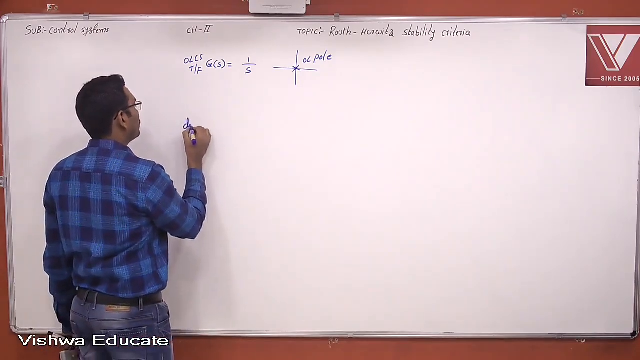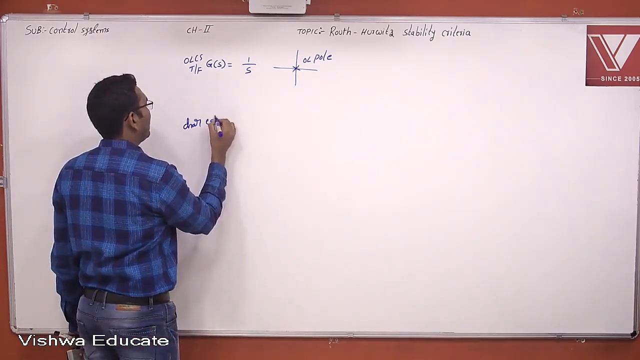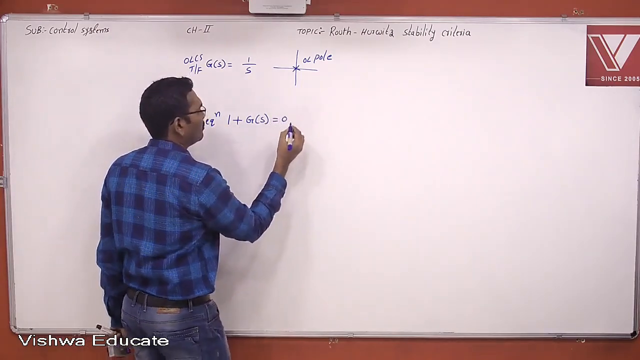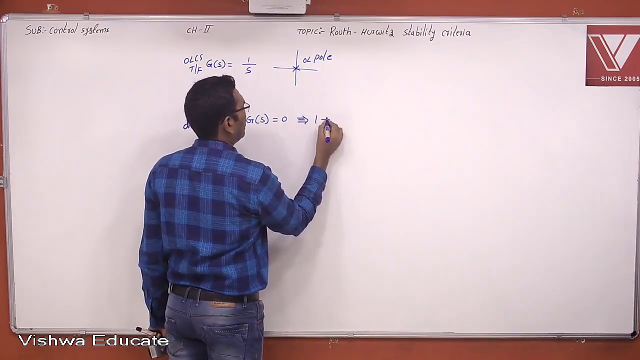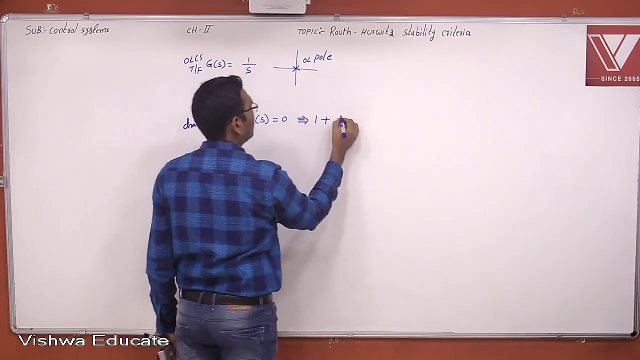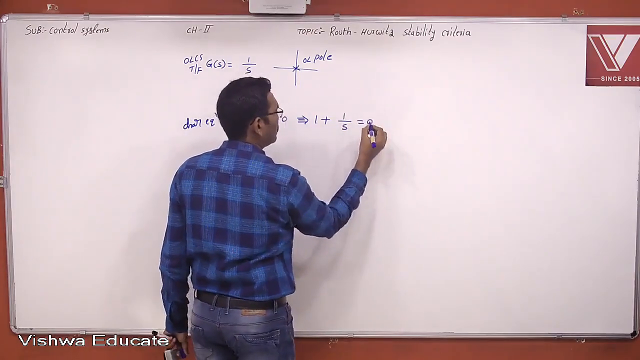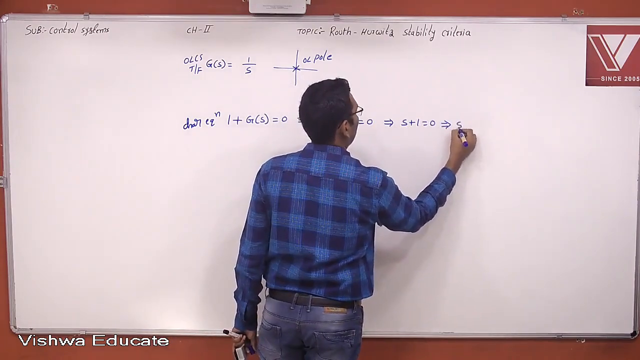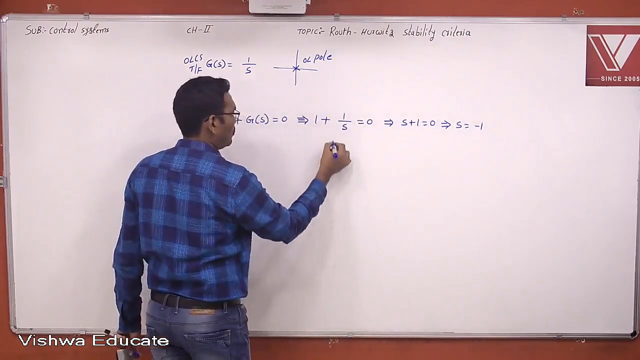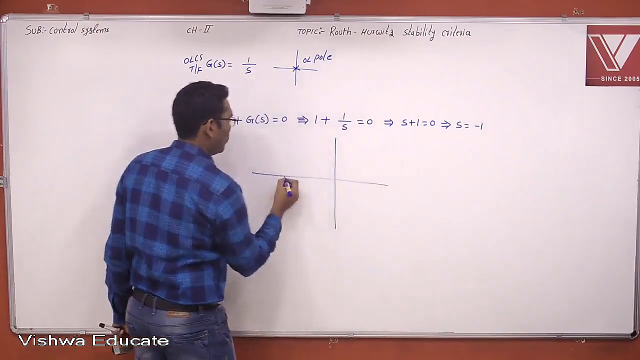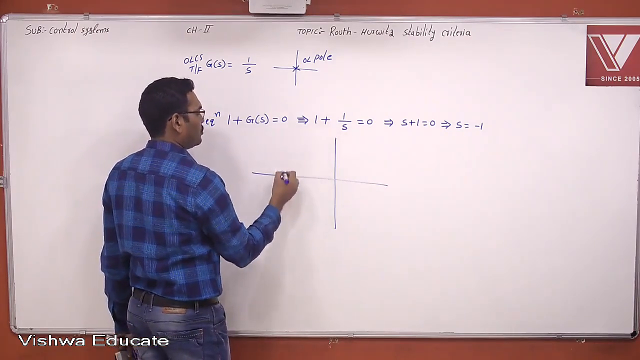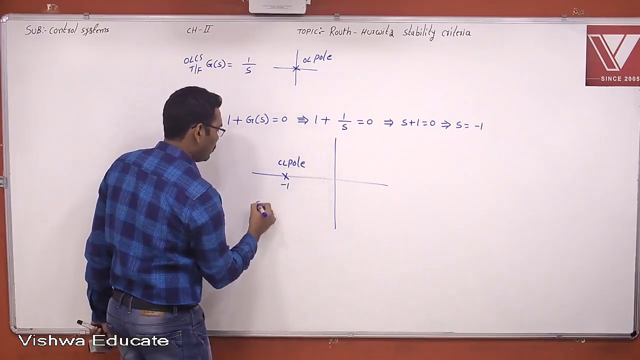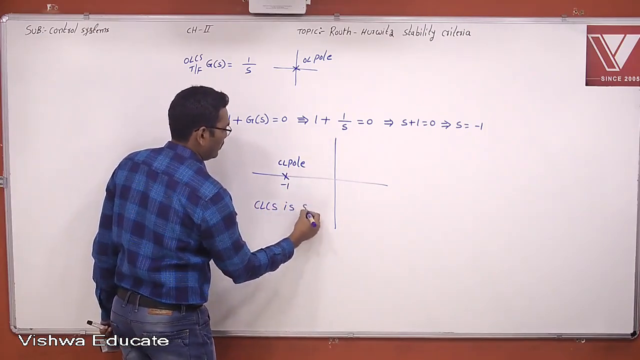Now for stability of the closed loop control system, first you should find the characteristic equation. What is the characteristic equation? 1 plus G of S equal to 0. Therefore 1 plus, what is the forward path gain? The forward path gain G of S is 1 by S, equal to 0. Therefore S plus 1 equal to 0. Therefore S equal to minus 1 is the closed loop pole. Now when the closed loop pole is at minus 1, the closed loop control system is stable.